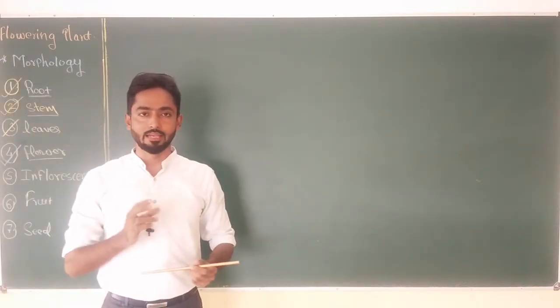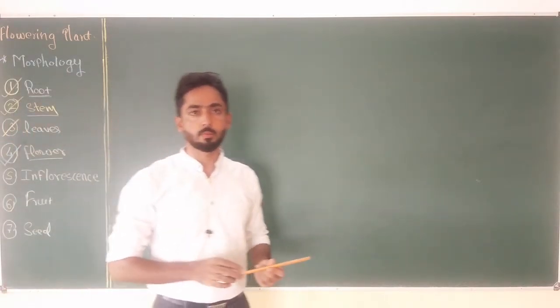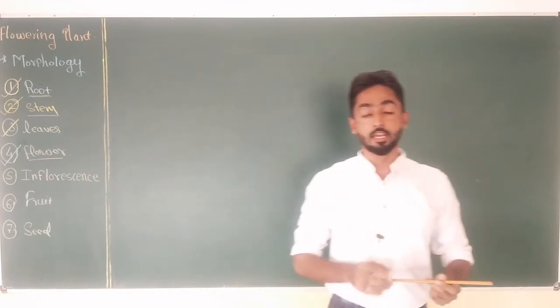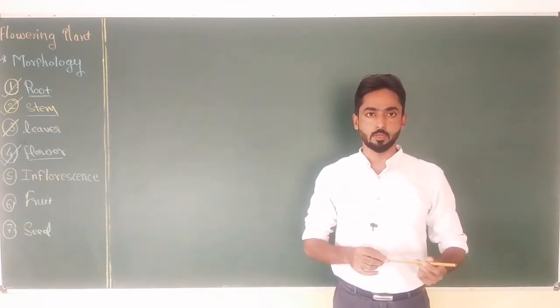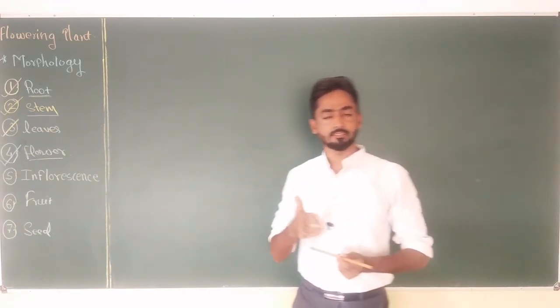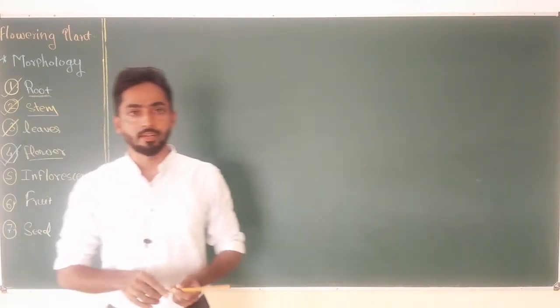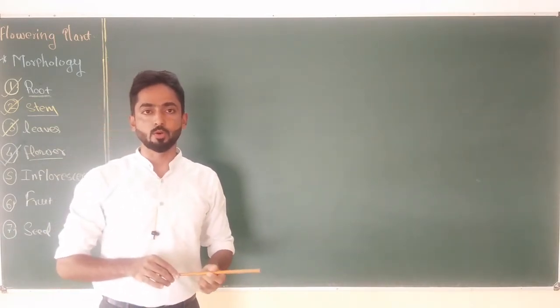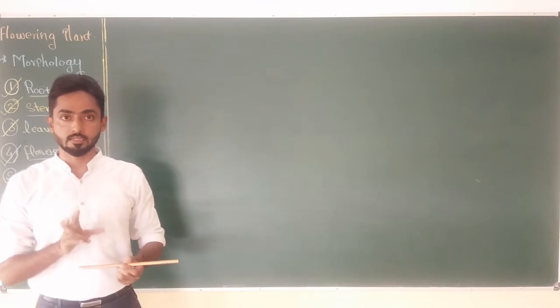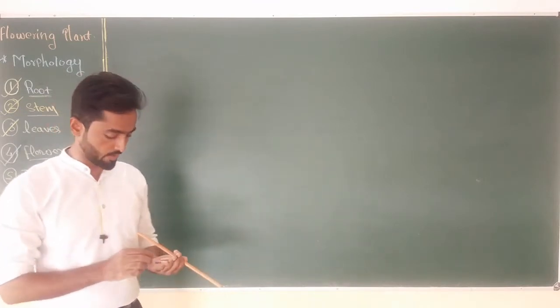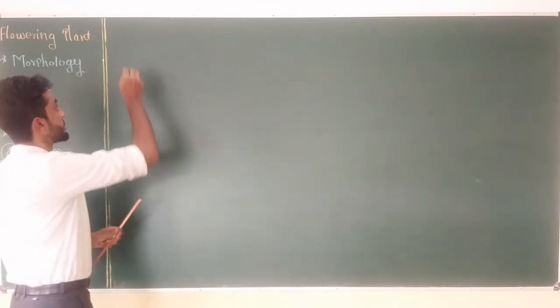Hello everyone. In the last few videos, we have discussed the four important whorls present in the flower of an angiospermic plant, which include calyx, corolla, androecium and gynoecium. Now in this video, I'm going to talk about the last part related to the flower, that is placentation.